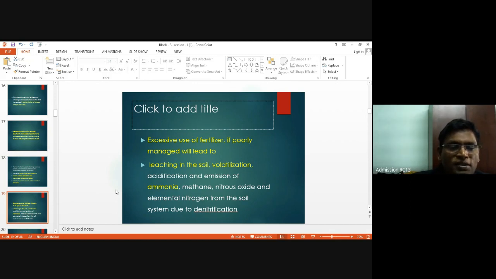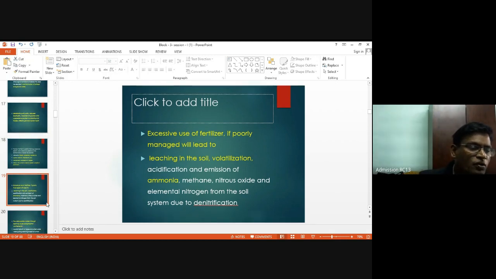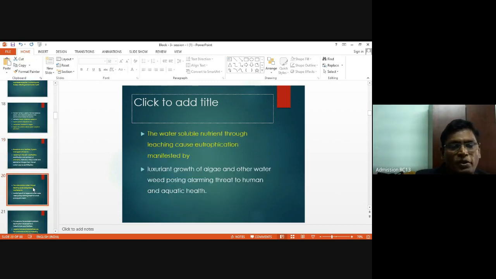The excessive use of fertilizer, if poorly managed, will lead to leaching in the soil. That means it takes away the soil's nutrient content to other places, along with volatilization, acidification, and emission of ammonia, methane, nitrous oxide, and elemental nitrogen from the soil system due to denitrification. All this will happen because of the excessive use of nutrients. The water soluble nutrients, through leaching, cause eutrophication.